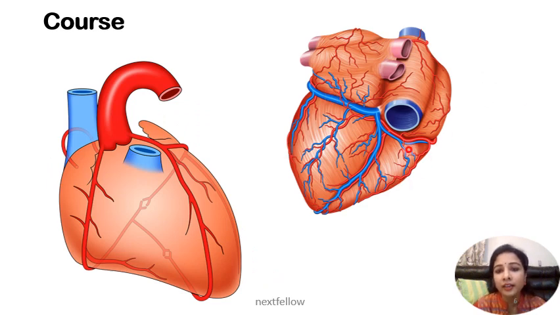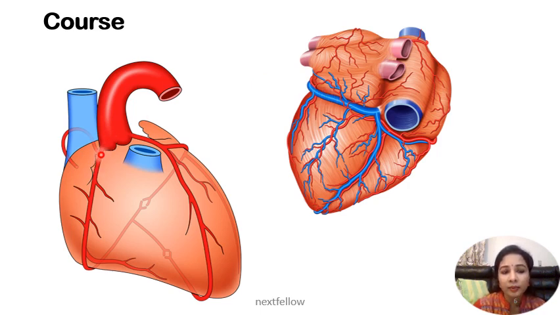So posteriorly we can see the right coronary artery. Here is the right coronary artery. We can see this is the right atrium, this is the right ventricle, this is the opening of inferior vena cava and here is the opening of the superior vena cava. So the right coronary artery here continues and gives a branch called the posterior interventricular artery. Further, it may terminate by communicating with the artery arising from the left coronary artery called the circumflex artery.